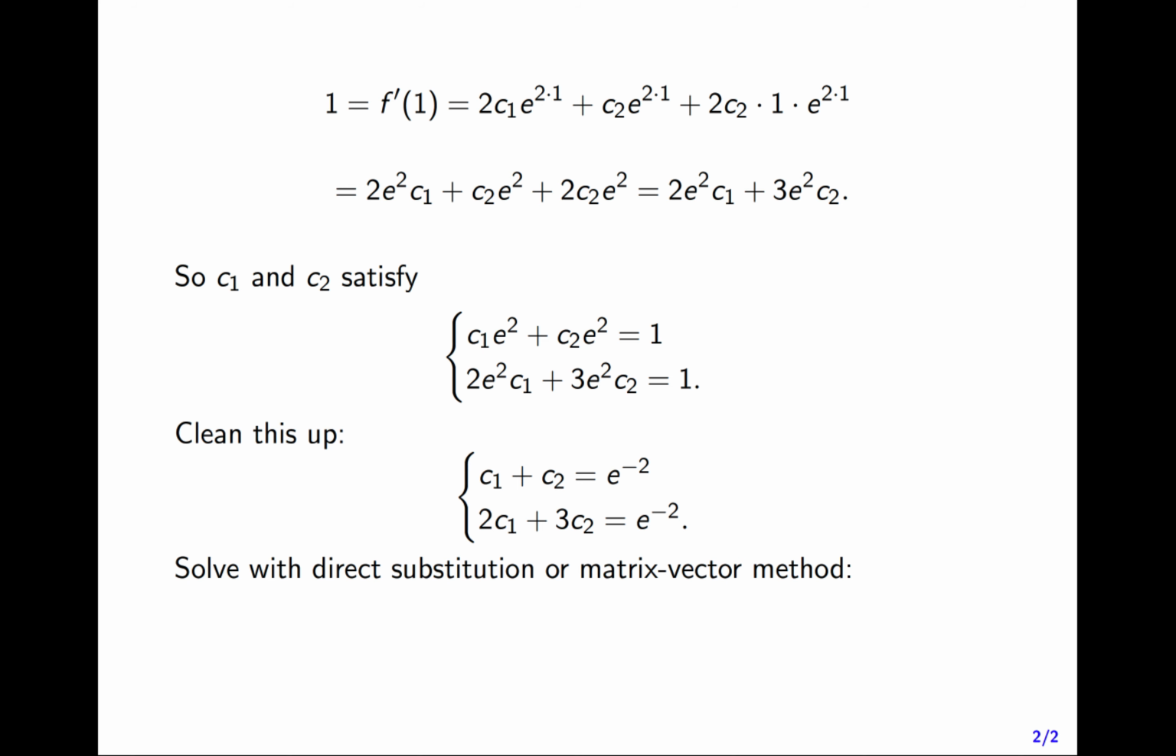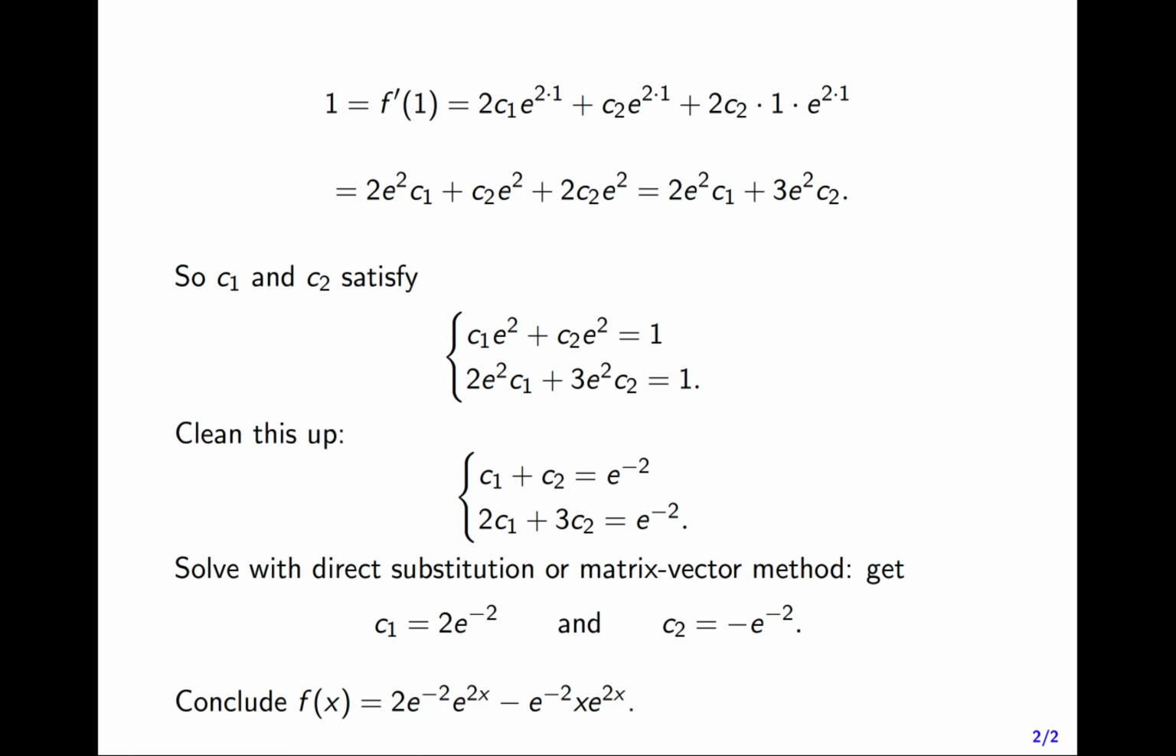And however you do it, you should get c1 equals 2e to the minus 2 and c2 equals minus e to the minus 2. And then we just conclude f of x is 2e to the minus 2 e to the 2x minus e to the minus 2 x e to the 2x from our form of f before.